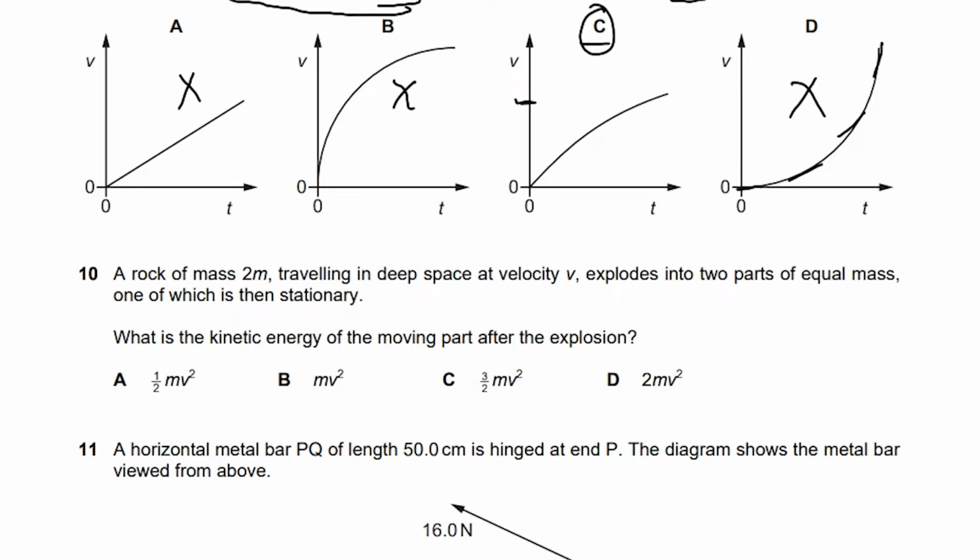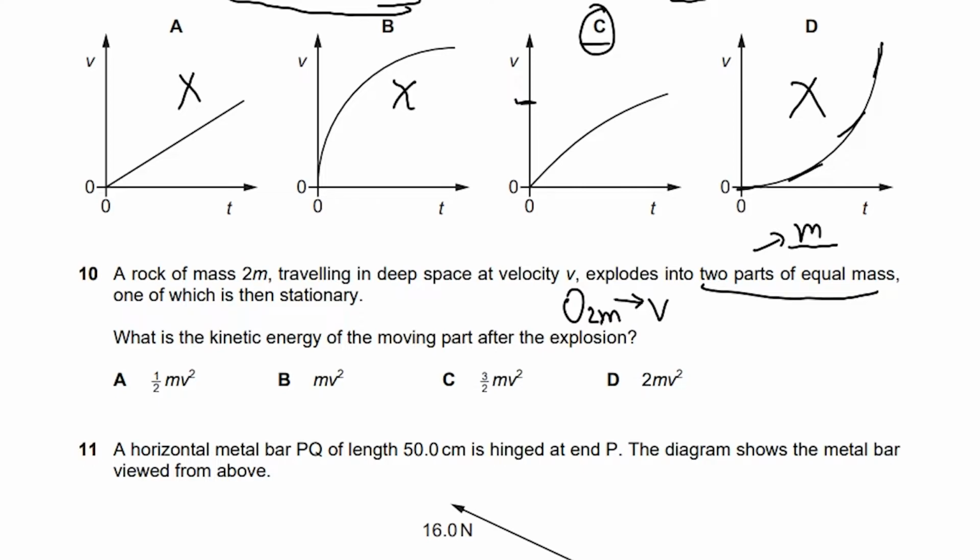Okay, so there is a rock of mass 2m. Let's say that this is the rock, its mass is 2m. It's traveling with a velocity of v. It explodes into two parts of equal mass, one of which is then stationary. Two parts of equal mass means each part of the rock has a mass m. What is the kinetic energy of the moving part after the explosion?